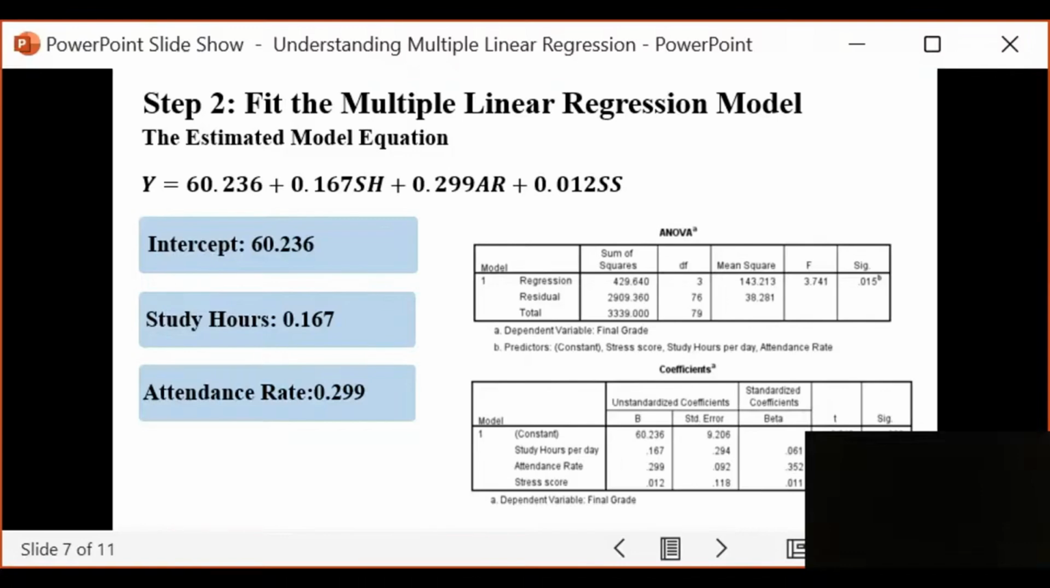Eh, parehas din doon sa, yan din ang interpretation doon sa study hours. Okay? The more you study, of course, the more chances of obtaining a higher grade. Kasi positive nga, positive correlation.